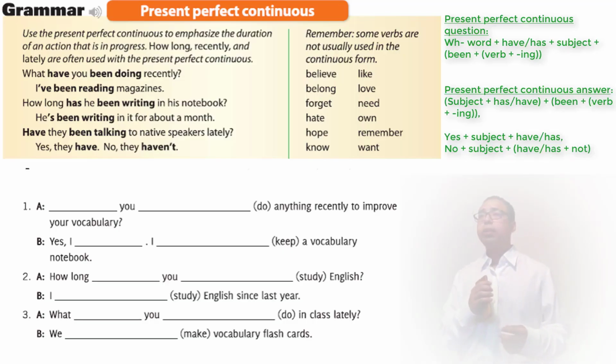The grammar box says, use the present perfect continuous to emphasize the duration of an action that is in progress. How long, recently, and lately are often used with the present perfect continuous. Now, the first question says, what have you been doing recently? I've been reading magazines. If you can tell, the bold letters are have and been doing. So we're going to try to use the same information that's in the question and the answer. So it's a contraction for I have, so it's I have been reading magazines.